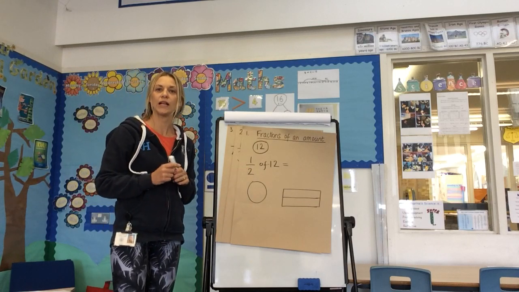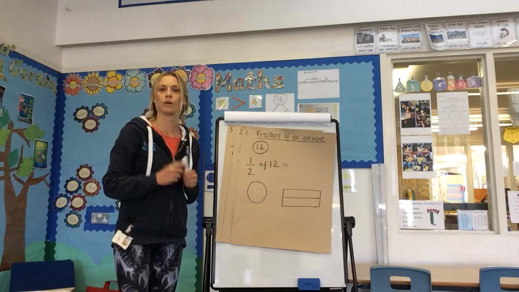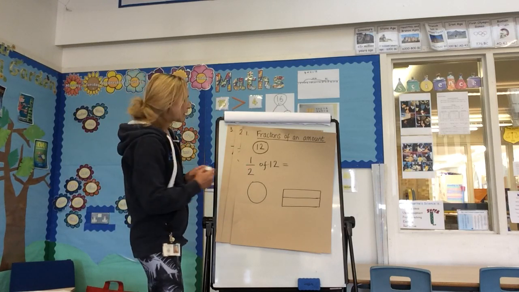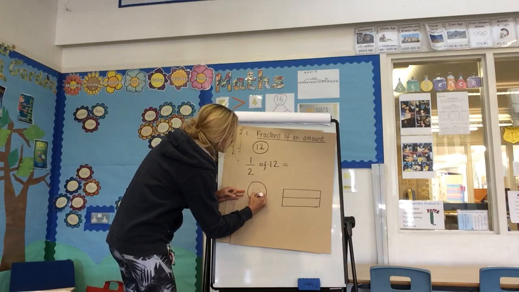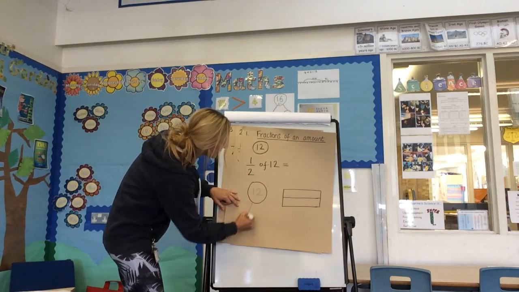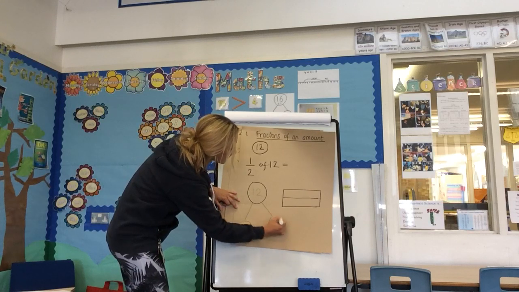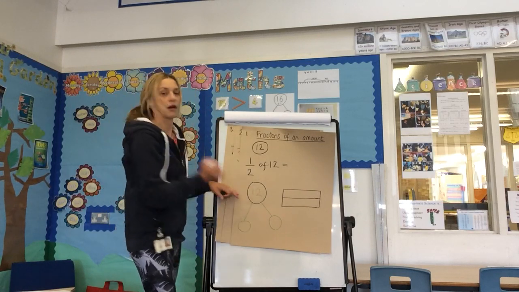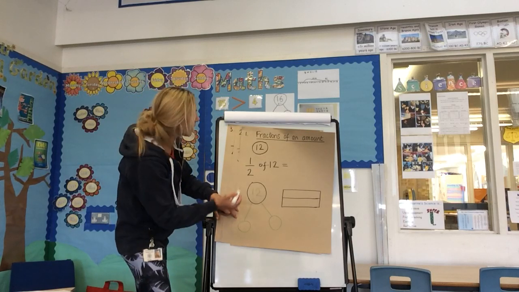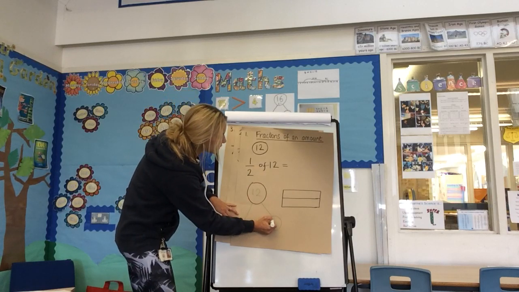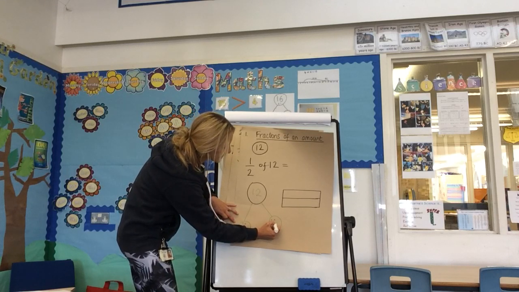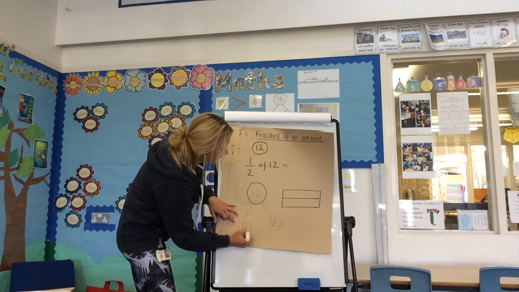So this should be fairly straightforward. Half of 12 equals what? We need to do a little bit of sharing here. So our whole number is 12. We've got to share our 12 into 2, divide into 2 parts. I'm going to show you this way. This might help you, and then I'll do it differently. So I'm going to divide my 12 into 2 parts: 1, 2, 3, 4, 5, 6, 7, 8, 9, 10, 11, 12.